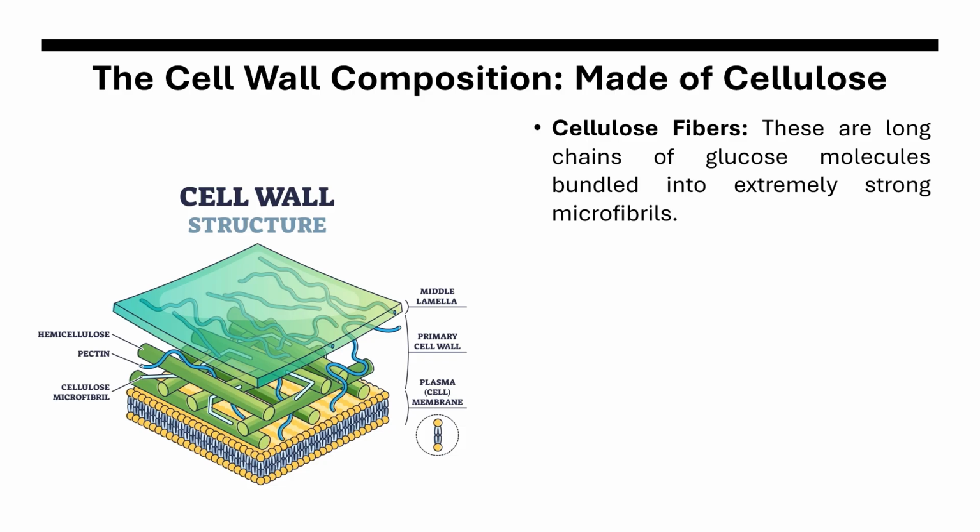While we find it in fungi and bacteria also, today we are focusing on the version found in plants only, where its primary building block is a complex carbohydrate called cellulose. The structure of the cell wall is incredibly tough. It is made of cellulose fibers, which are long chains of glucose molecules bundled together into microfibrils. Okay, you can call that microfibrils.